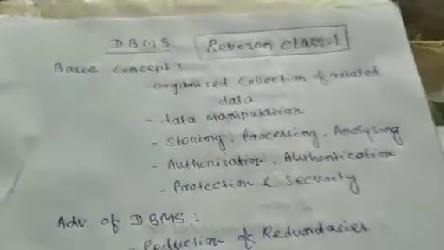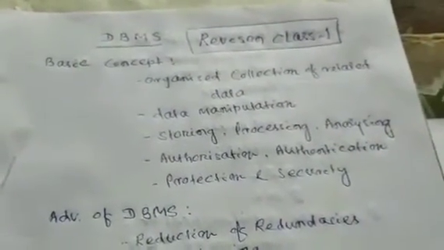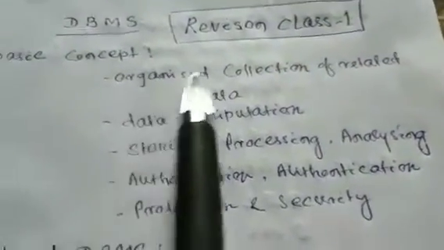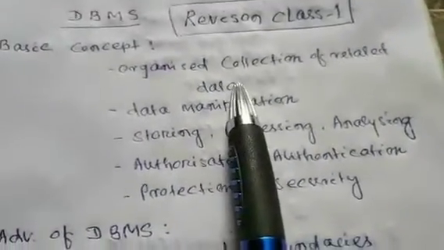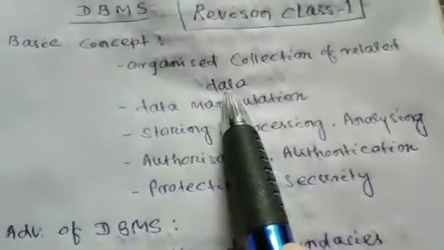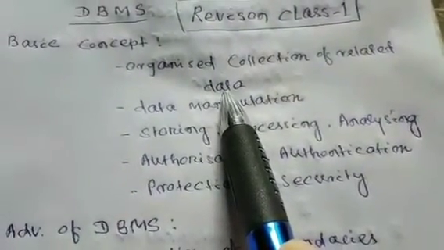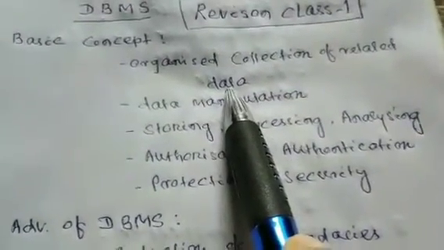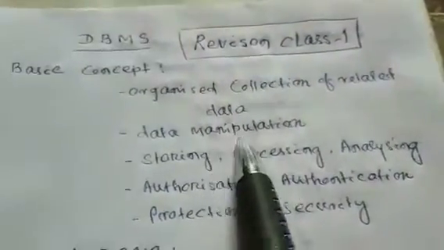A database management system is nothing but a computerized record keeping system, an organized collection of related data where all data manipulations are possible. All collections of data should be organized so that, according to our requirement, we can retrieve and access data. That means we can do data manipulations.